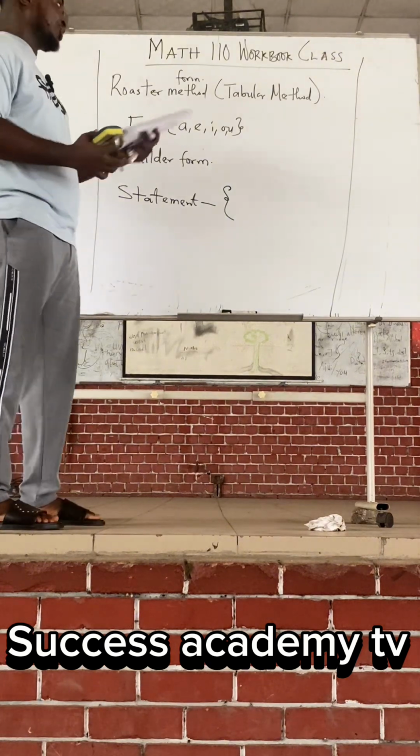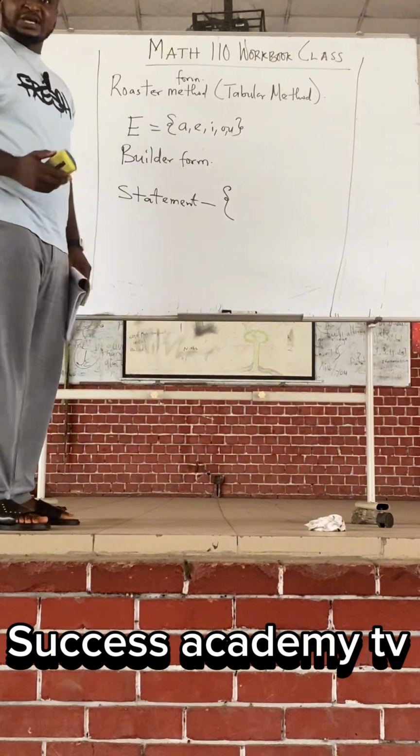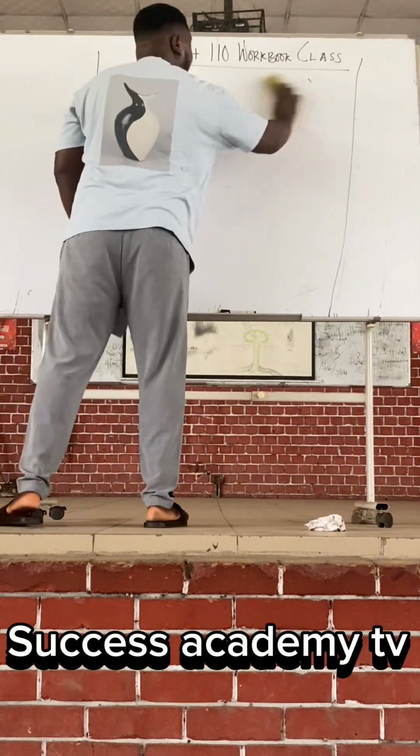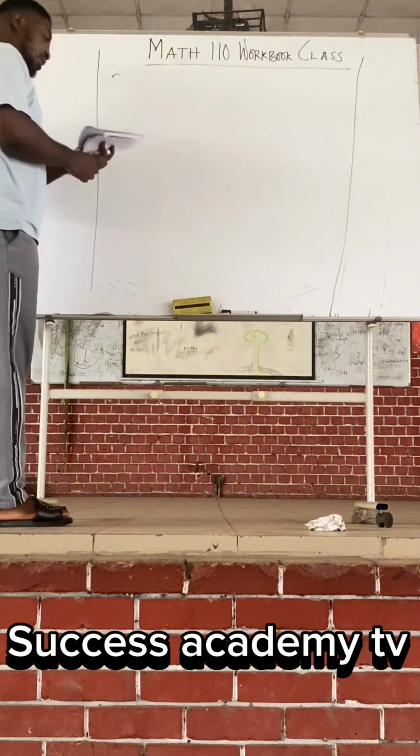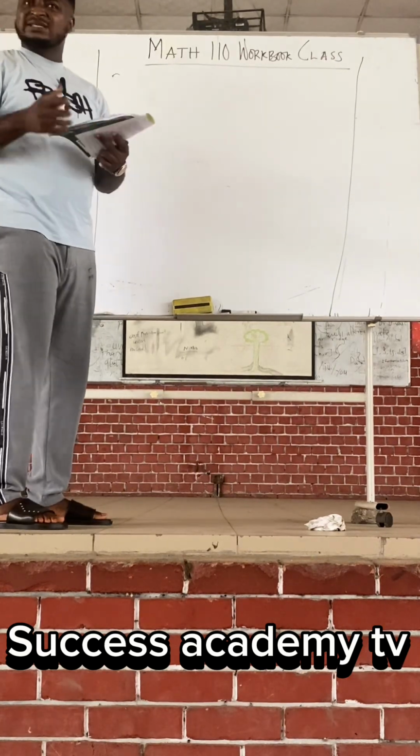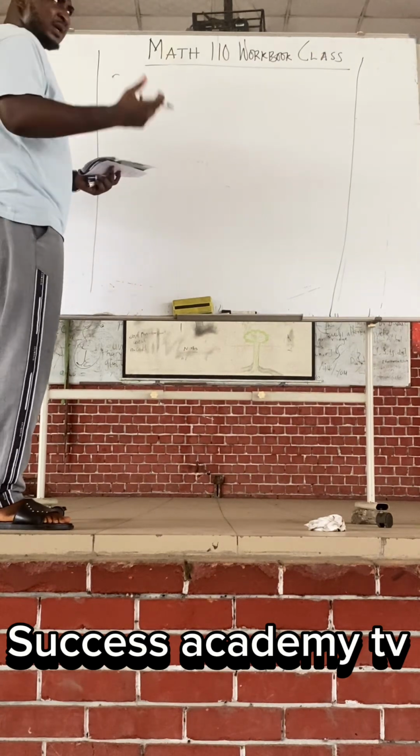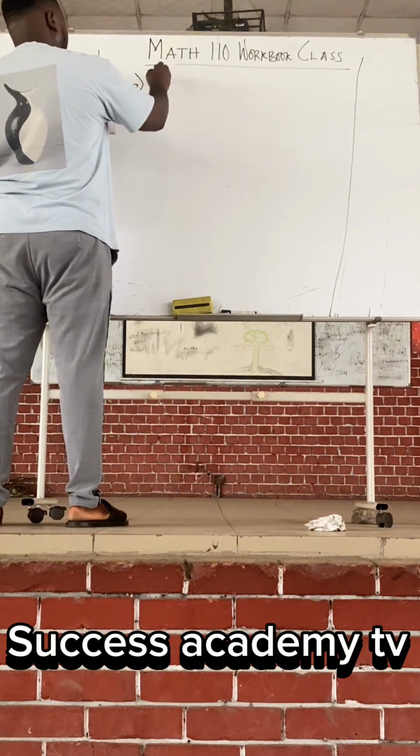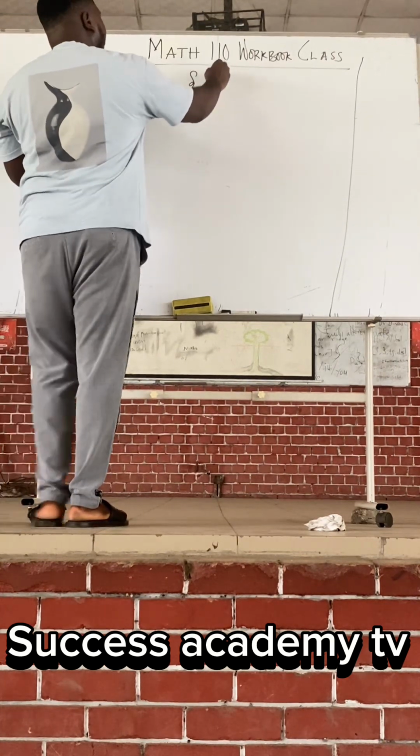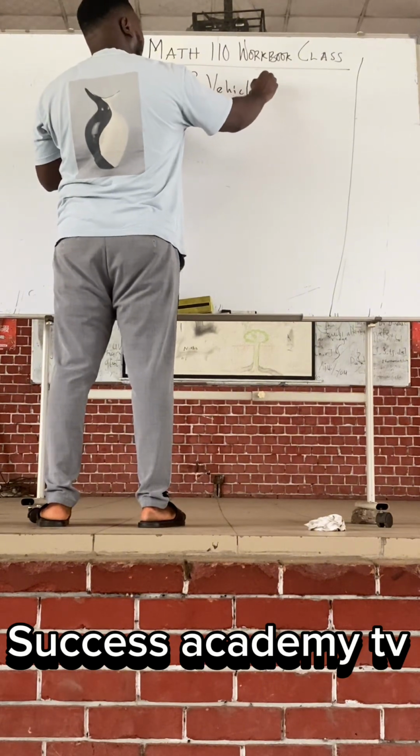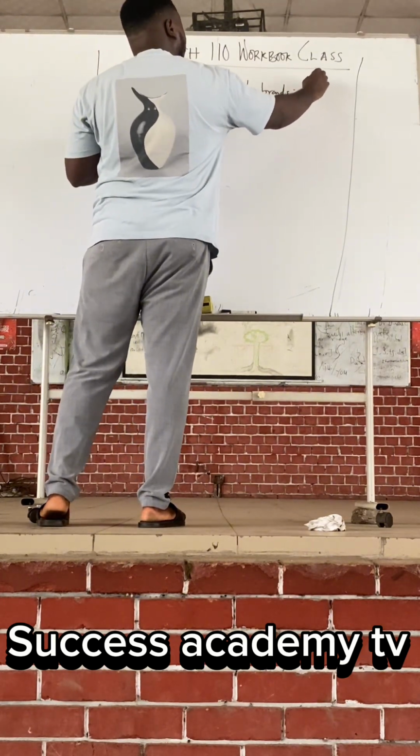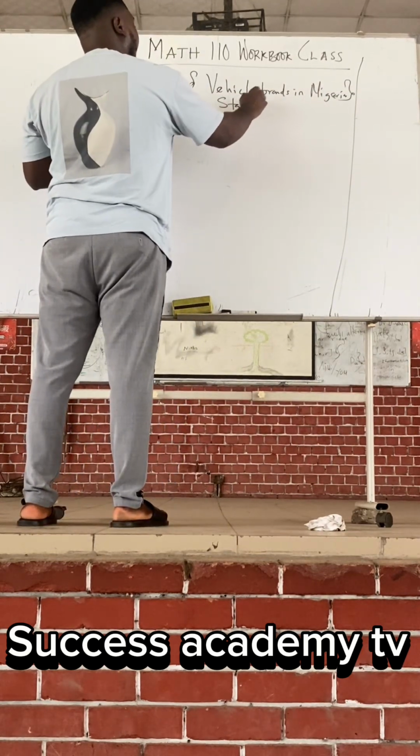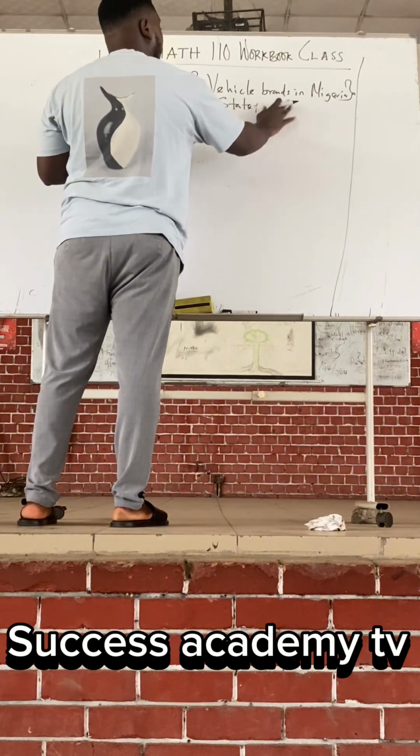So let us classify each of these sets. Our answer will be either roster, builder, or statement. Are we together? Class, with this explanation I'm giving to you, I want to see if you can easily answer this. If you are not with your manual, you can snap someone's manual with your phone so you can follow up. It's good when you're seeing what they are solving. A. Vehicle brands in Nigeria. Class, which form is this? Statement, right? This set is in statement form.